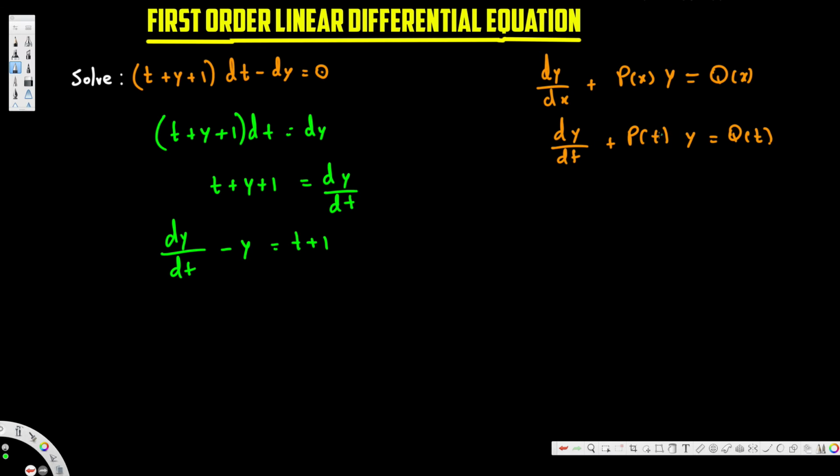So here what is p of t? P of t is whatever the value that's multiplying y. In this case it's just -1. Okay, so we can just go ahead and pick up this -1. That's going to be our p of t.